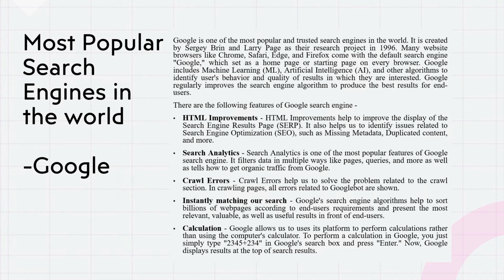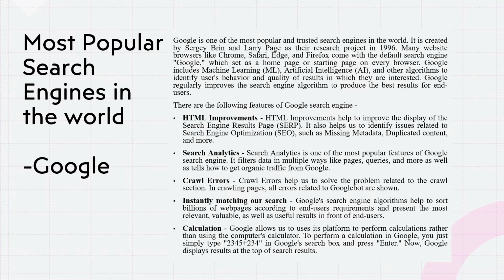Crawl errors. Crawl errors help us to solve problems related to the crawl section. In crawling pages, all errors related to Googlebot are shown. Instantly matching our search. Google's search engine algorithms help to sort billions of web pages according to end users' requirements and present the most relevant, valuable, as well as useful results in front of end users.